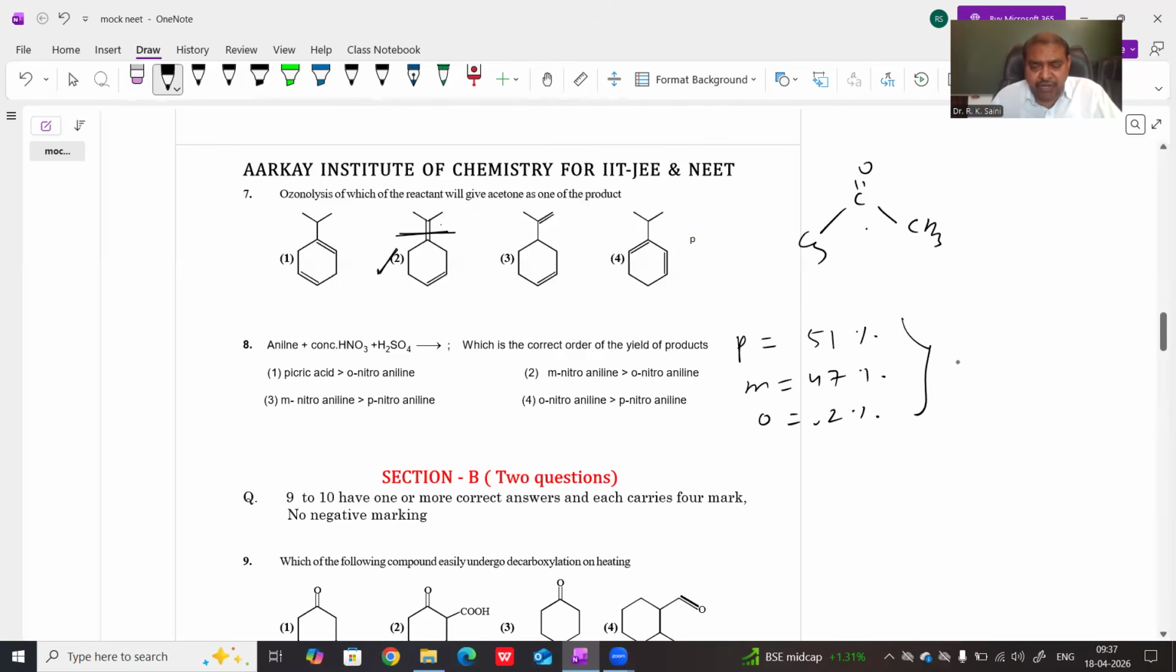This data is given in your NCERT book and many times asked in JEE Advanced as well as in NEET. Therefore, you remember this reaction or learn this reaction. And meta nitroaniline is greater than ortho nitroaniline is the correct option. Question number 9.